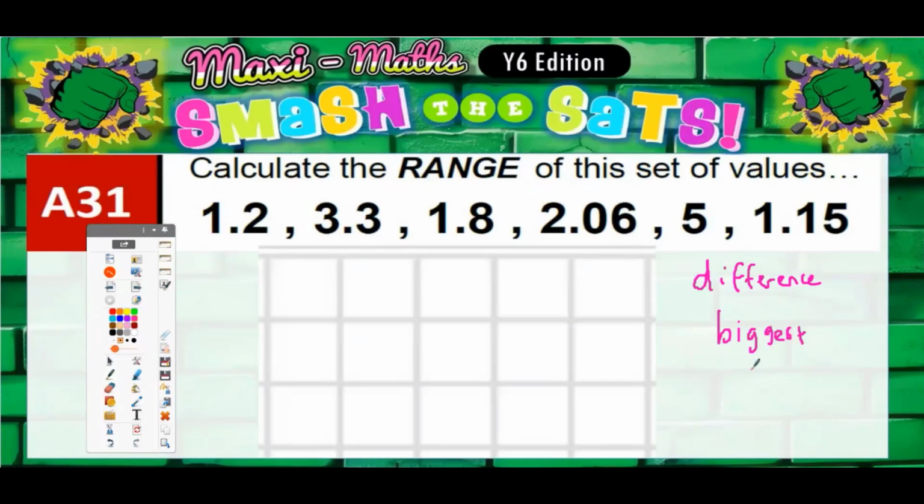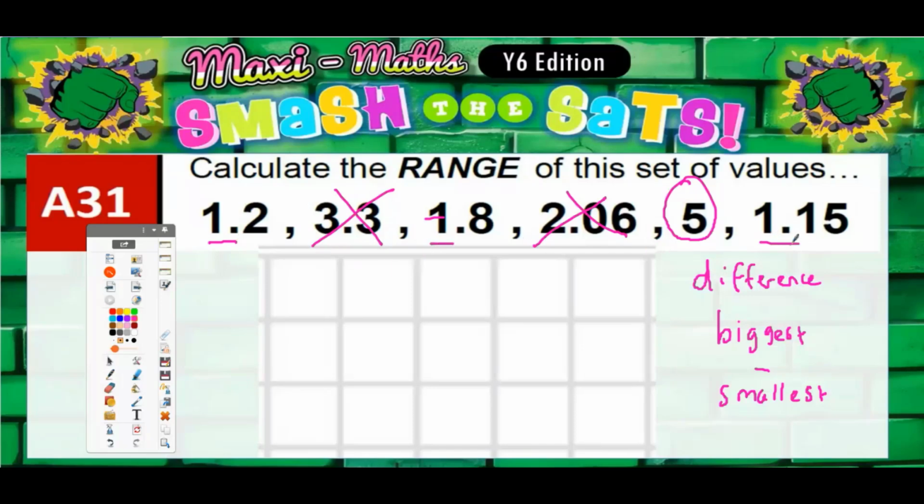So it's the biggest, take away the smallest. So that's what we need to do. We need to, first of all, identify the biggest number. Well, the biggest number in this list is obviously going to be the 5 because all the others begin with a digit less than 5. And the smallest number, well, it's not going to be 3.3. It's not going to be 2.06. It's going to be one of the numbers that begins with a 1 point something.